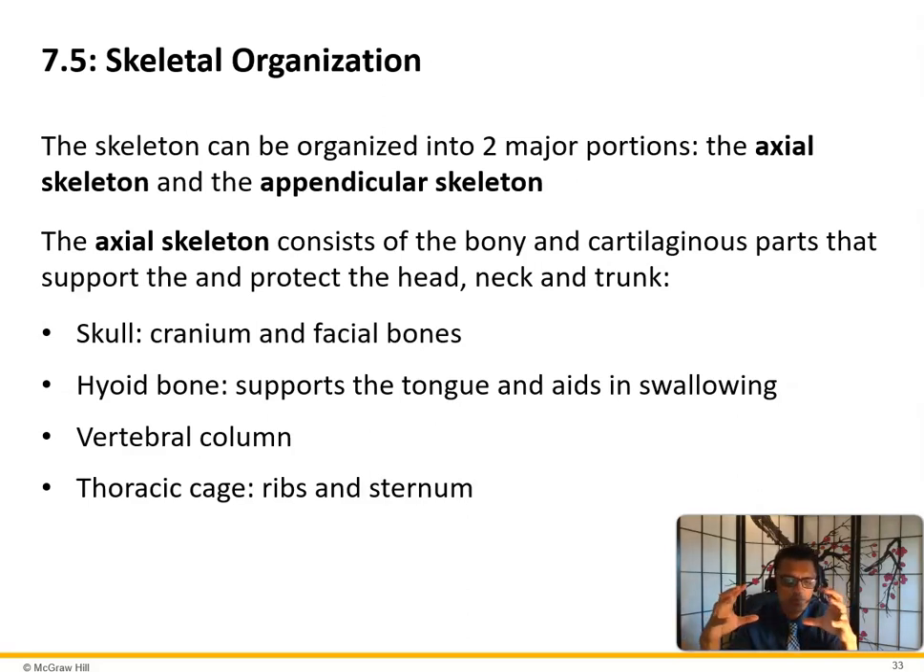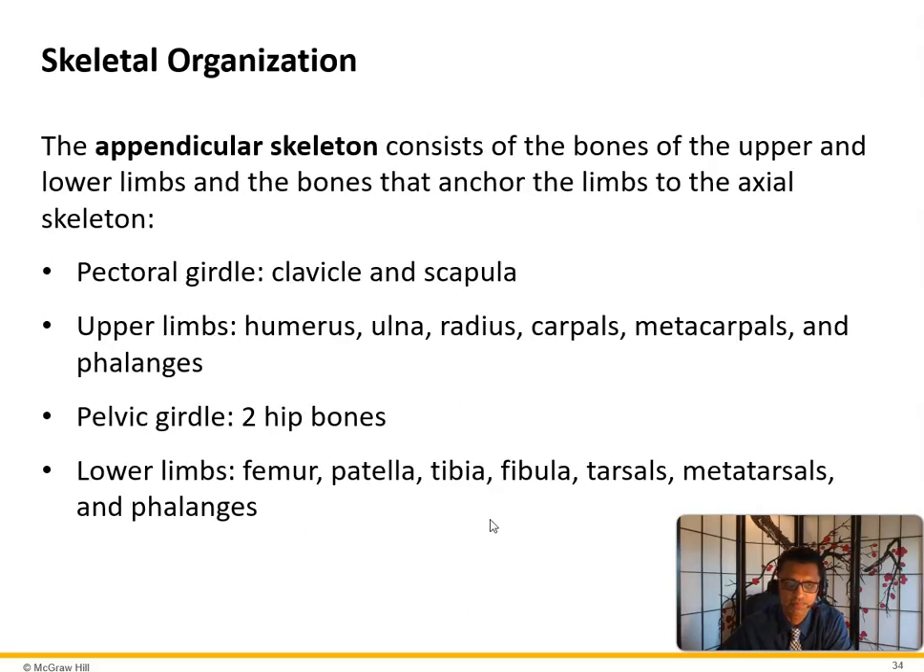Remember, the total number of bones in the skeleton is 206. We have 80 bones in the axial skeleton and 126 in the appendicular. Now, what's the definition of the axial skeleton? It consists of the bony and cartilaginous parts that support and protect the head, neck, and trunk. So that's the skull, the hyoid bone, the vertebral column, so cervical, thoracic, lumbar, sacrum, and the thoracic cage, 24 ribs and 1 sternum.